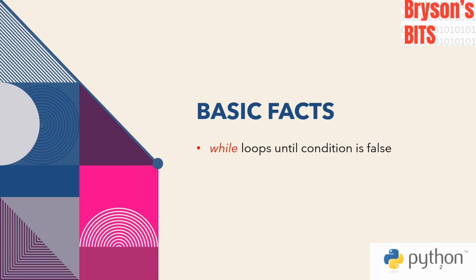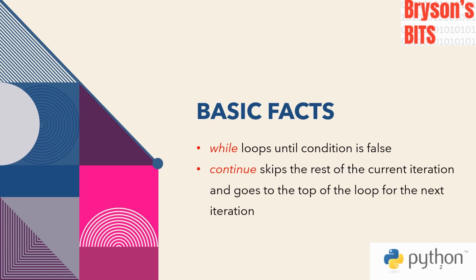There's a test that's right at the very top of a while loop, and it checks to see if that condition is false before it goes through the next iteration. Now continue skips the rest of the current iteration and goes back to the top of the loop for the next iteration. And then break jumps completely out of the loop.